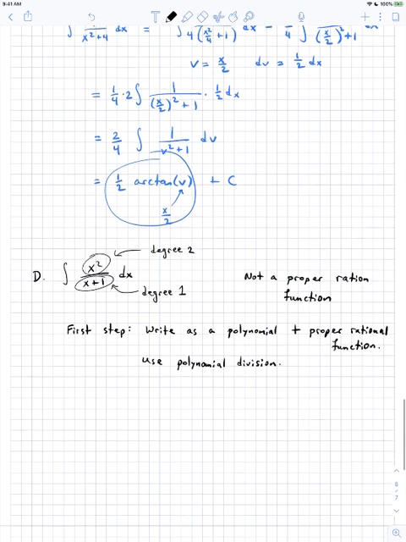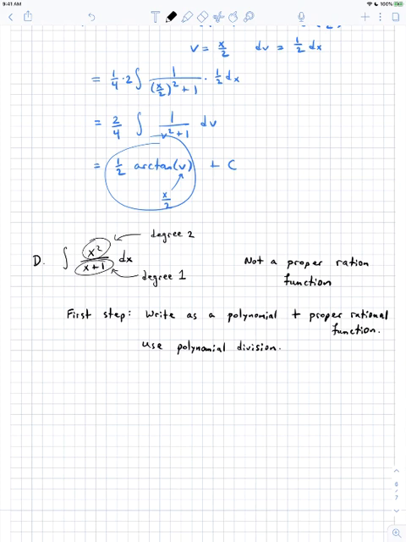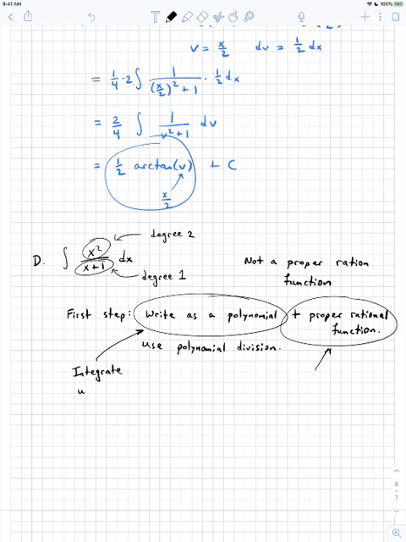Use polynomial division. Once you do that, you can integrate the polynomial part easily, just using the power rule over and over again repeatedly. The polynomial you can integrate as you usually do, so integrate using power rule repeatedly. And then the proper rational function, you can use partial fractions for that.